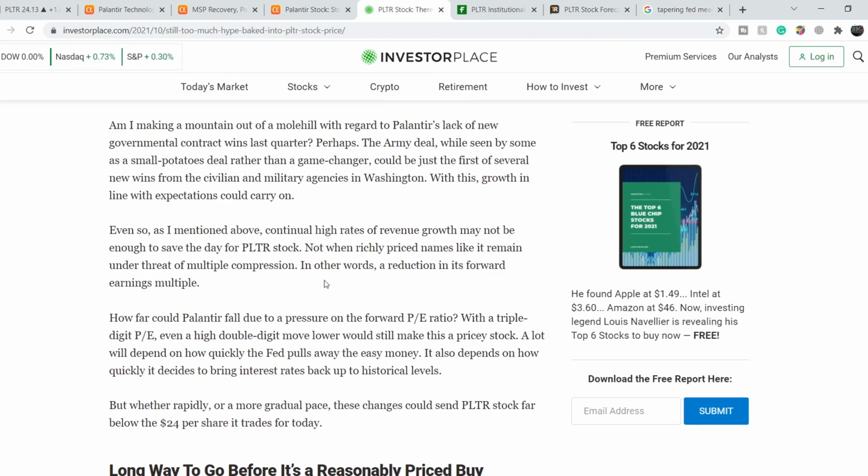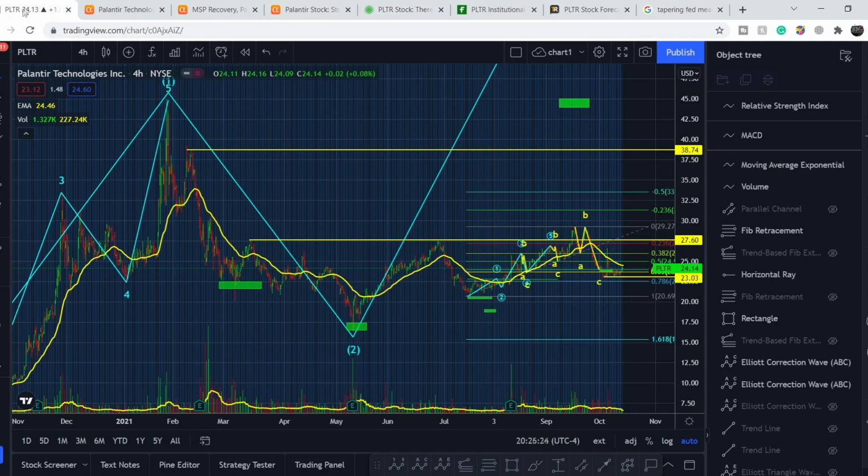But I cannot agree with this article, because in the long term Palantir has a lot of contracts. Even without any new contracts, they will have about $1.1 billion in revenue from their existing contracts over a period of about 6 years. And I have to say that it is a very good foundation for its future growth. And let's continue with the technical analysis.